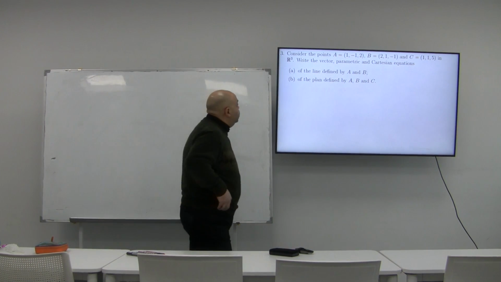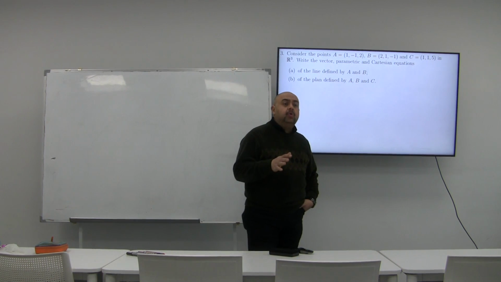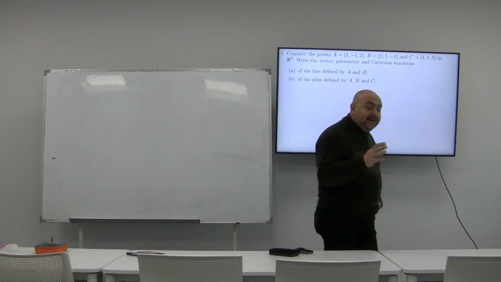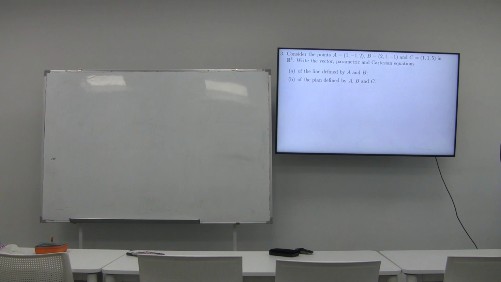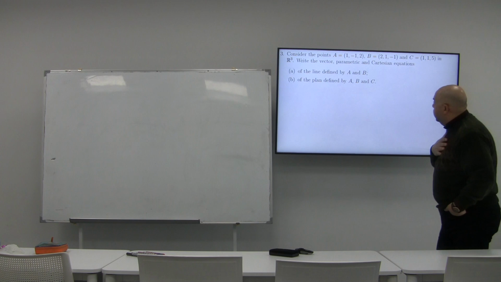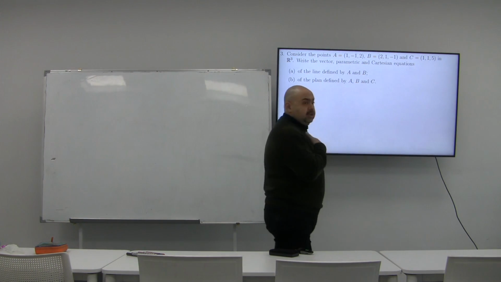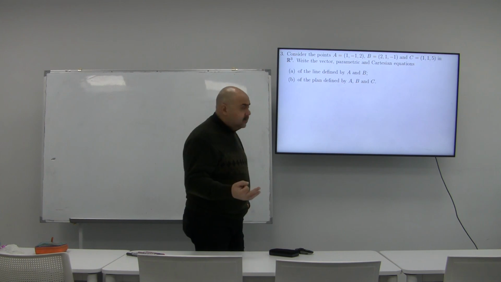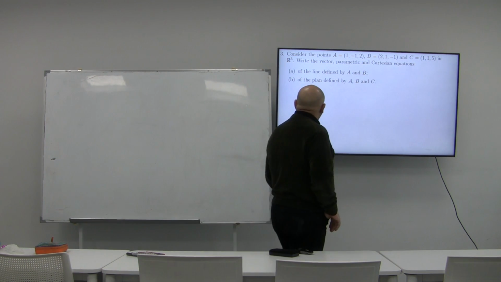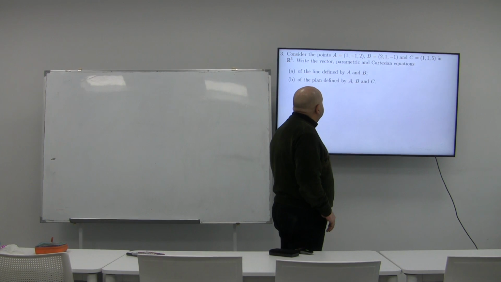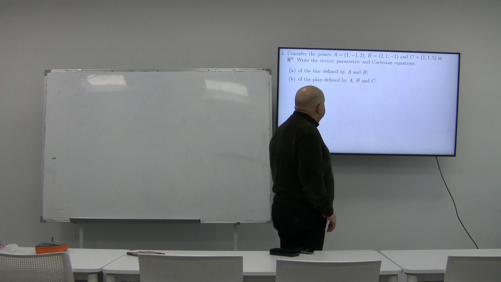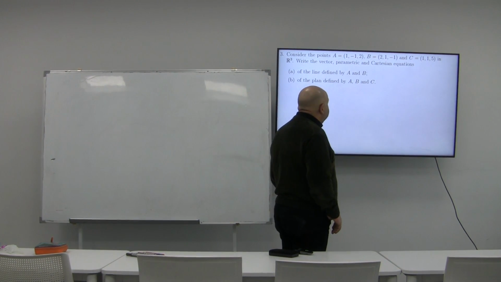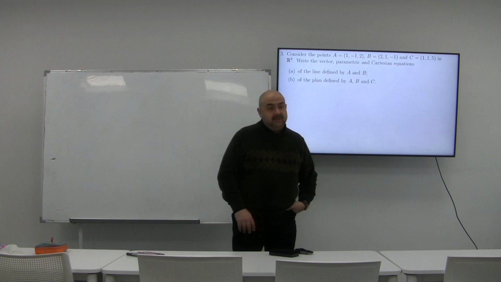Here he is giving you 3 points, and it's somewhat connected to the linear algebra with the last chapter 8, as I remember. Here he is giving you 3 points, A, B, and C. Each one of them, of course, in R3, because you have 3 coordinates. So that's A, B, and C. We will write the vector in parametric and the Cartesian equations of the line defined by A and B, and of the plane defined by A, B, and C.